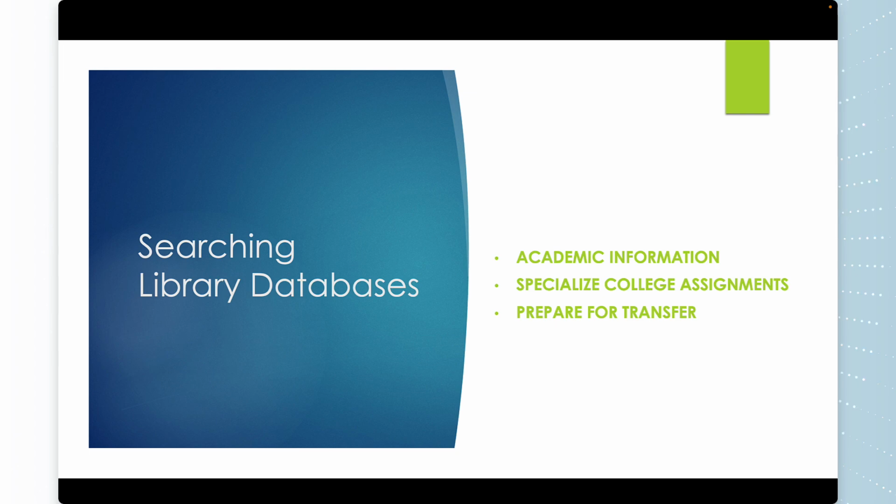Lastly, this is also to prepare you for transfer. Our library has over 30 databases because we're a community college. However, when you get to San Jose State or whatever other school you're going to go to, they have hundreds of databases. For example, I know that San Jose State has almost 500 databases. This is to prepare you for the research needs you're going to be using at a 4-year.